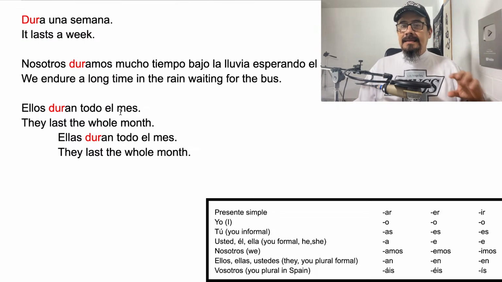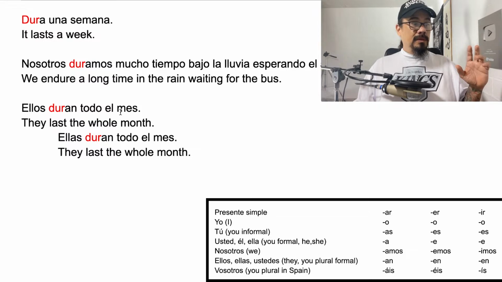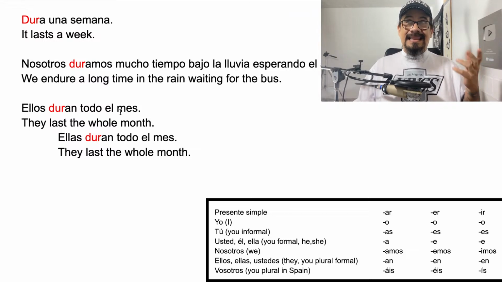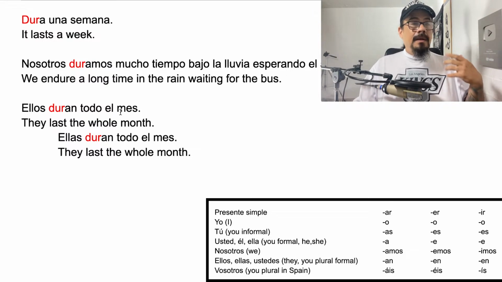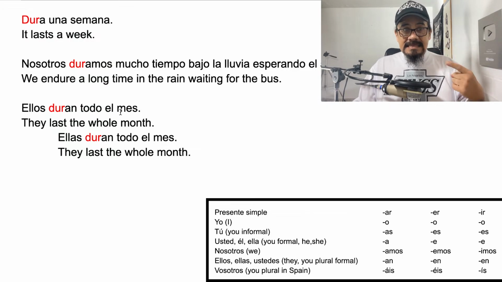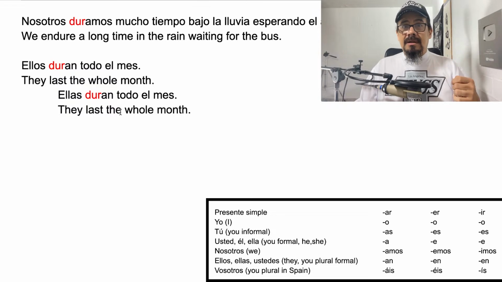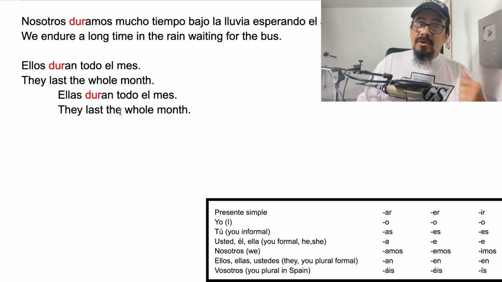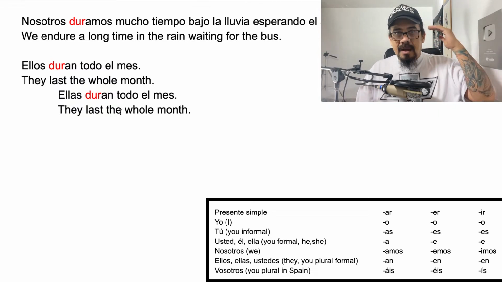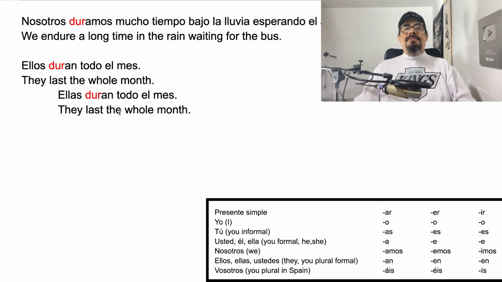Dura una semana. Let's say a battery. Wow, that would be great if a battery lasted a week. It lasts a week. Dura una semana. Nosotros duramos mucho tiempo bajo la lluvia esperando el bus. We endure a long time in the rain, under the rain, waiting for the bus.